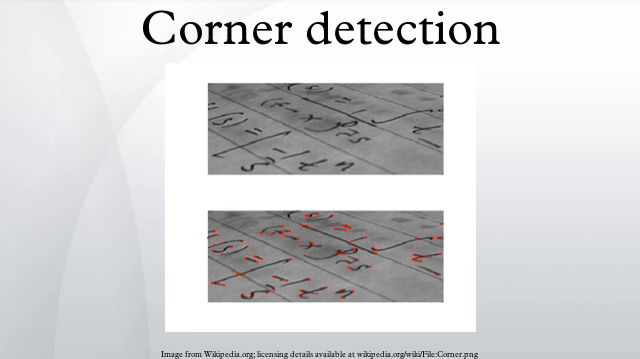One can avoid setting the parameter k by using Noble's corner measure, which amounts to the harmonic mean of the eigenvalues, with epsilon being a small positive constant. The covariance matrix for the corner position is given by the inverse of the structure tensor. That is, the Förstner corner detector.